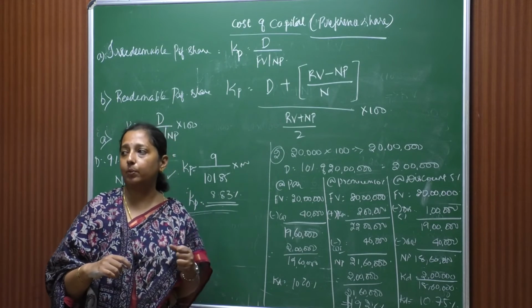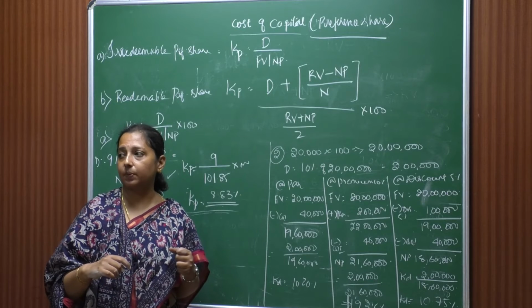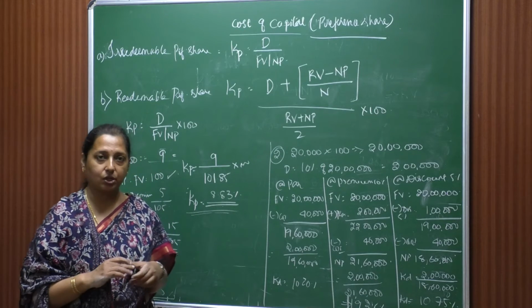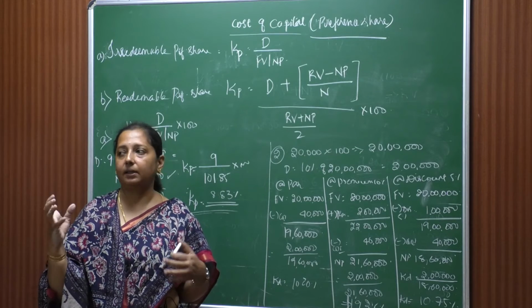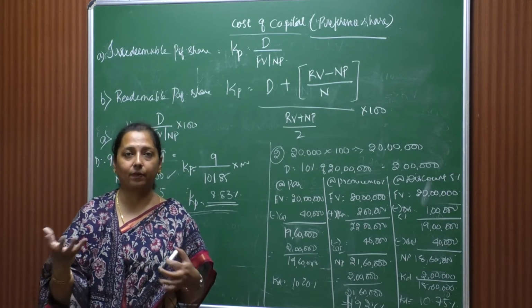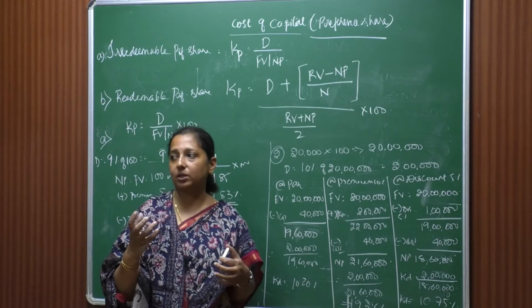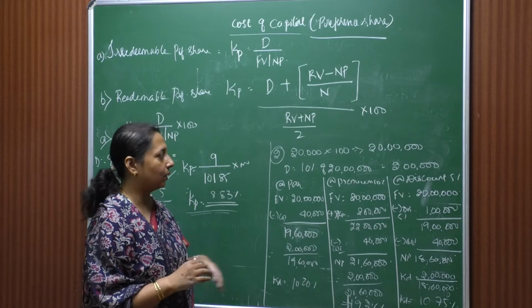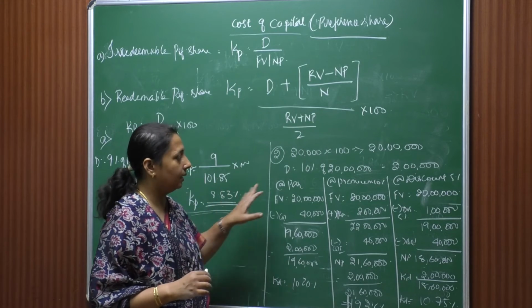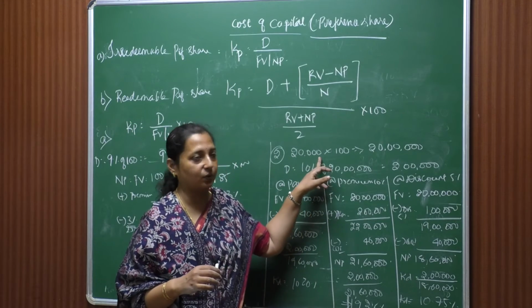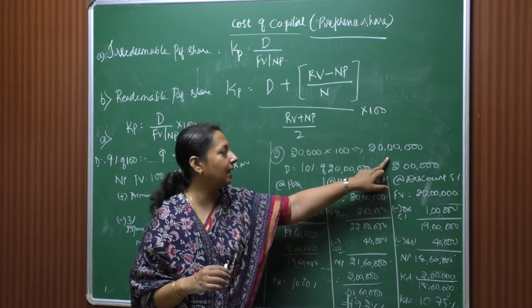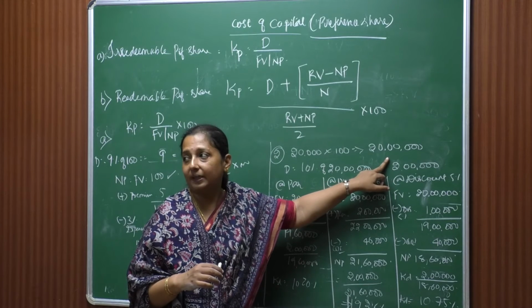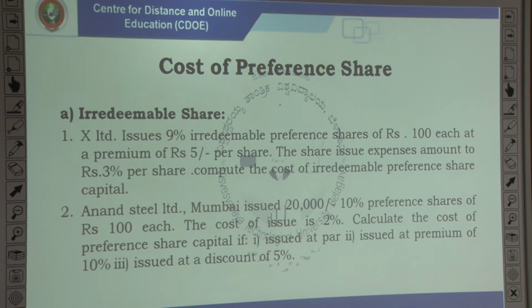Anand Steel Limited, Mumbai issued 20,000 10% preference shares of rupees 100 each. 20,000 is the total number of preference shares. So 20,000 into 100, we are converting into value. First, with the same formula, we calculate the face value. 20,000 shares into 100 rupees each, total value is 20 lakh rupees. Okay, so 10% preference share means 10% is the dividend.